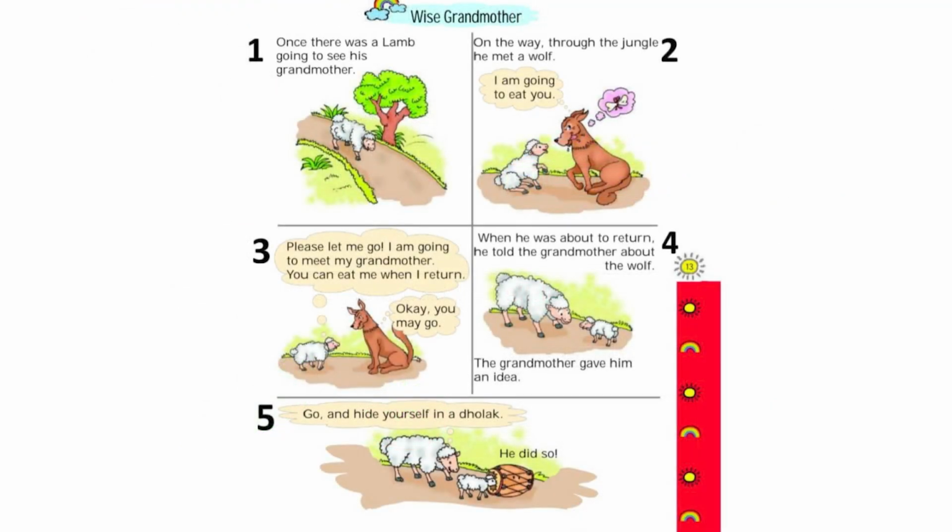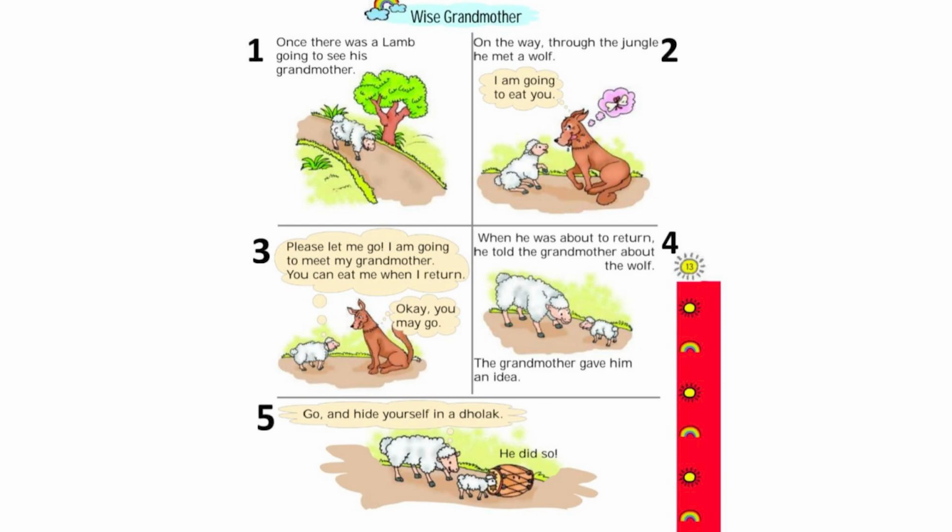Now see page number 13. The title of the story is Wise Grandmother. Look at the first picture. Once there was a lamb going to see his grandmother. I will explain this. A baby sheep was going to see his grandmother.